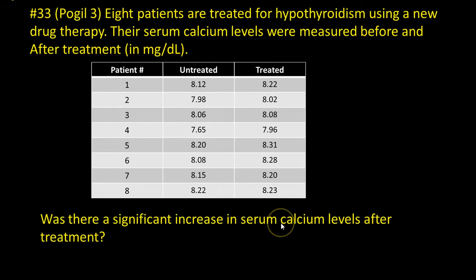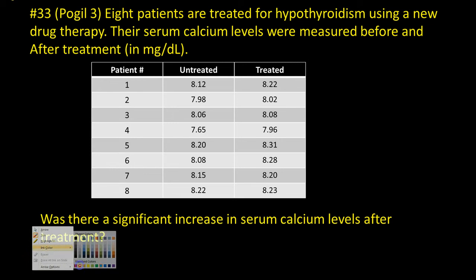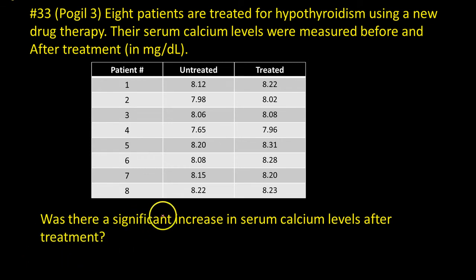All right, so example number 2. This one comes from number 33. Right. So both of these examples you'll see are sort of meant to be a little tricky. They're not super obvious. But if we go through this one, okay, 8 patients are treated for hypothyroidism using new drug therapy. Their serum calcium levels were measured before and after treatment. All right, so you have patient 1, 2, 3, 4, 5, 6, 7, 8. You have untreated and treated. And so the question is there a significant increase in their calcium levels?